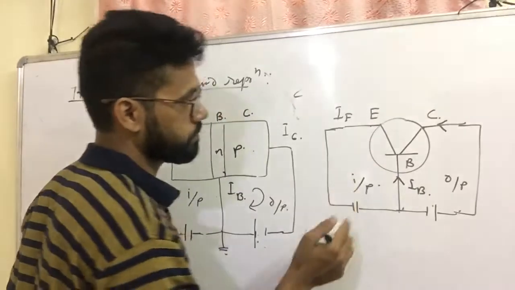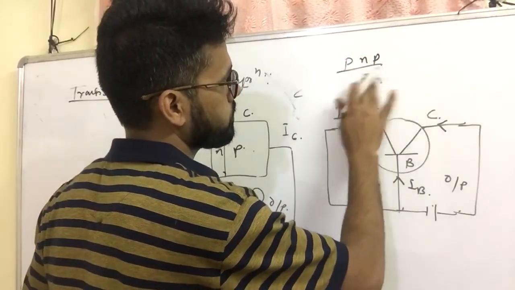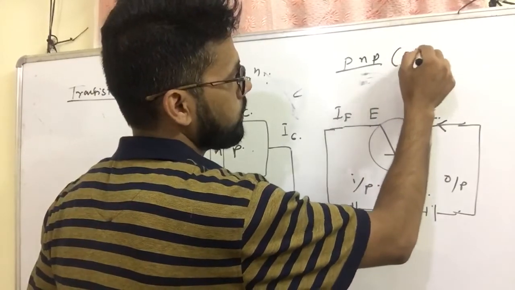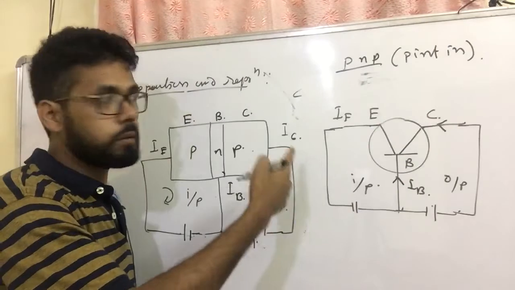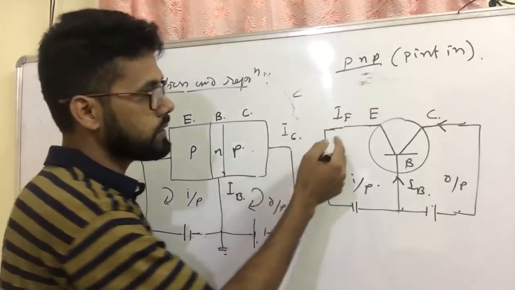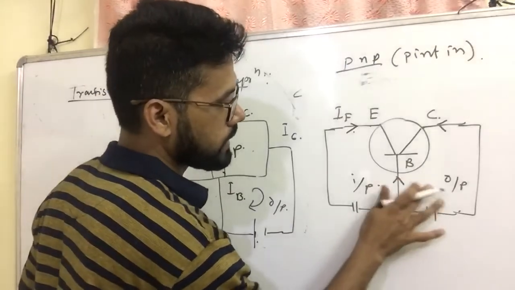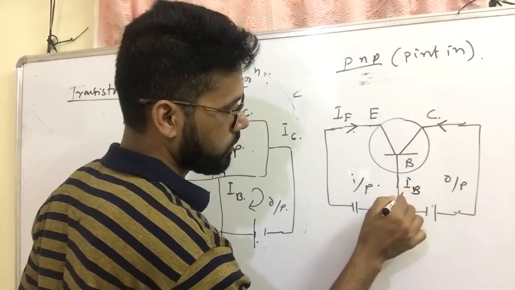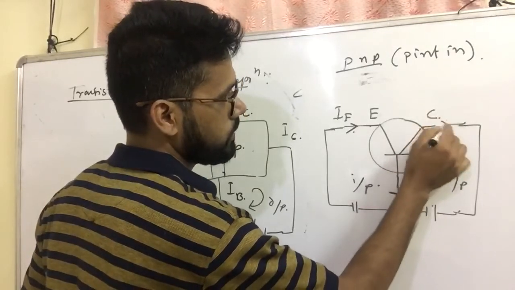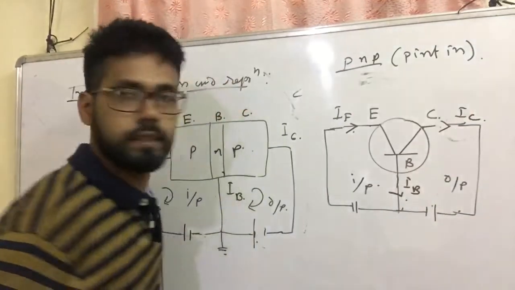Here, PNP means pointing in. This is only to remember, I am giving this one. Pointing in means the emitter current will be in the inward direction. So if the emitter current is inward, then IB will be outward and IC will be outward. Clear?